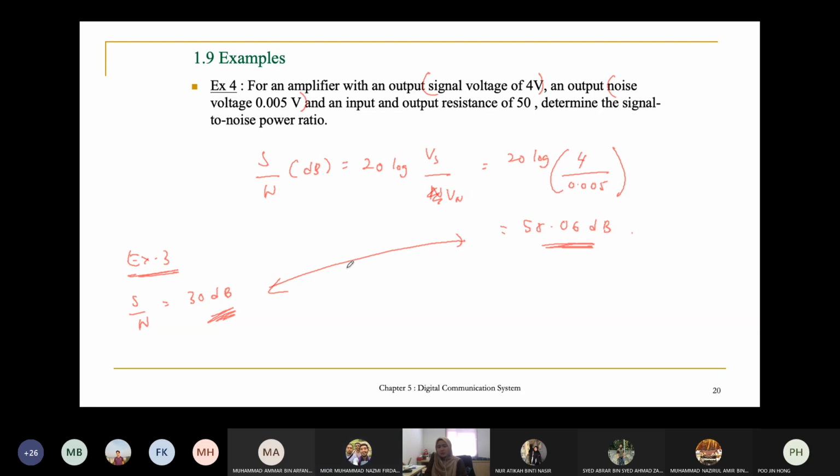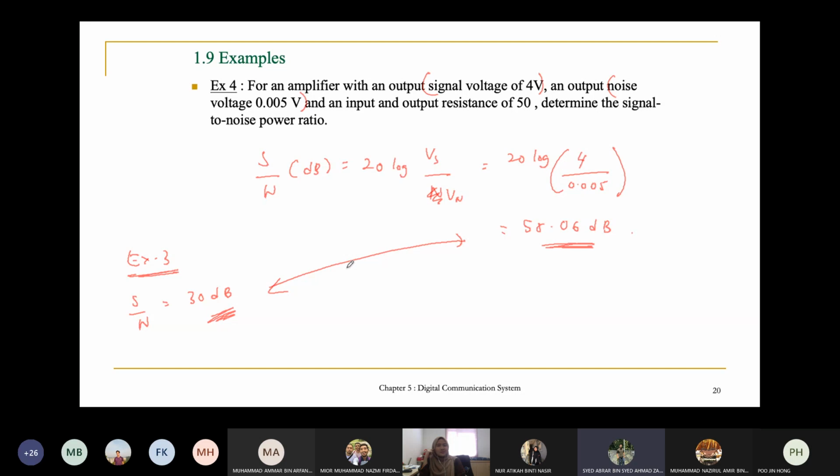The noise is lower. Example 3, the noise is lower. Confirm. Which one is better? Signal to noise value higher or lower? Higher. Higher. So which one is better? Example 3 or example 4?